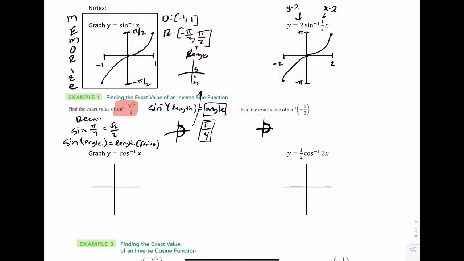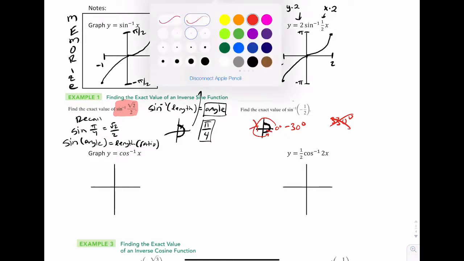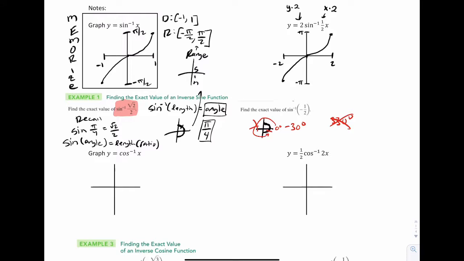I'm going to put a tick mark where -1/2 would be. And the answer is now -30. Now, a lot of people want to write 330, but that is not correct. The reason for that is because for 330, you'd have to travel outside the range, which you can't do; you can't travel outside the range of the function. The only way you do that is by traveling from 0 straight down to there, which again would be -30. So make sure you always stay within the range.